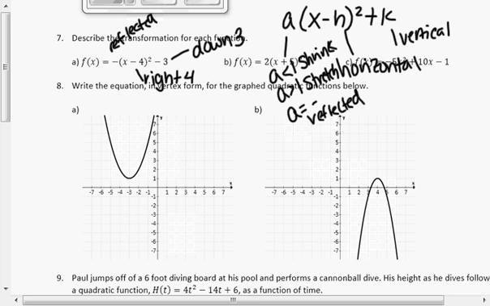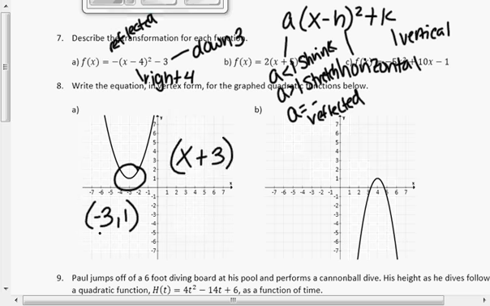Then it says write the equation in vertex form for the graphed quadratic function below. And we need to find our vertex. That'll help us out a lot. So our vertex here is -3, 1. So it's going to be x, instead of -3, to be a +3 squared plus 1. And since it's opening up, it's going to be positive.